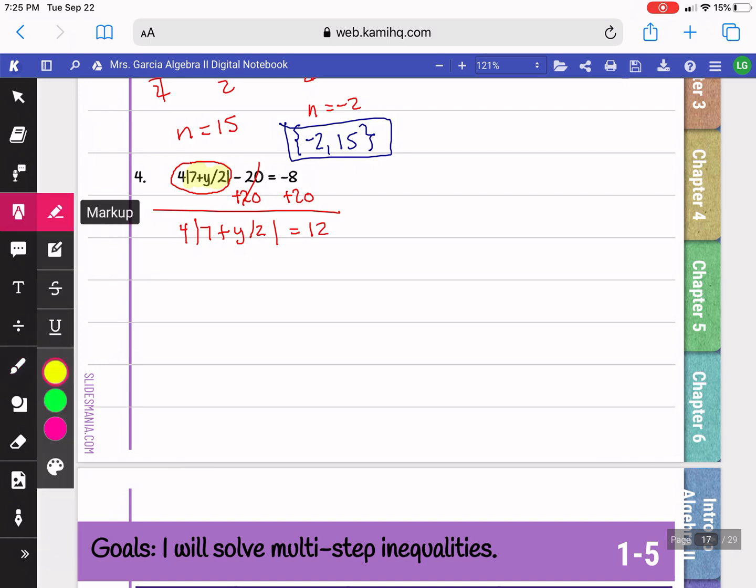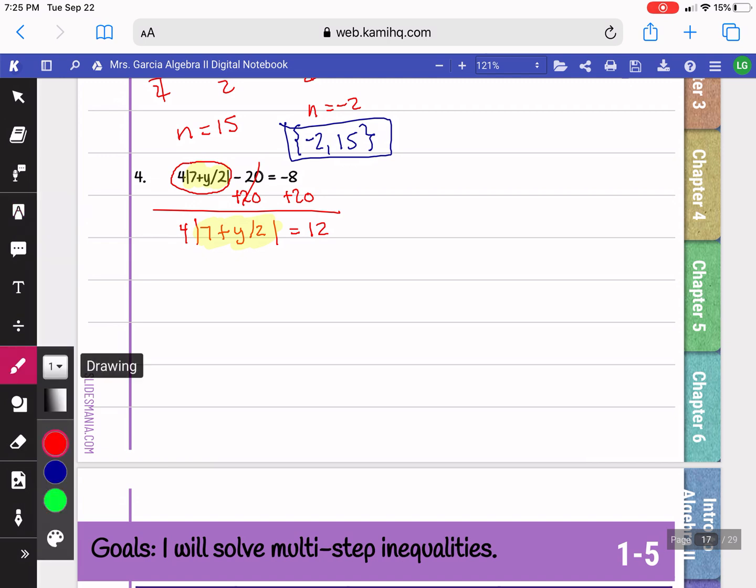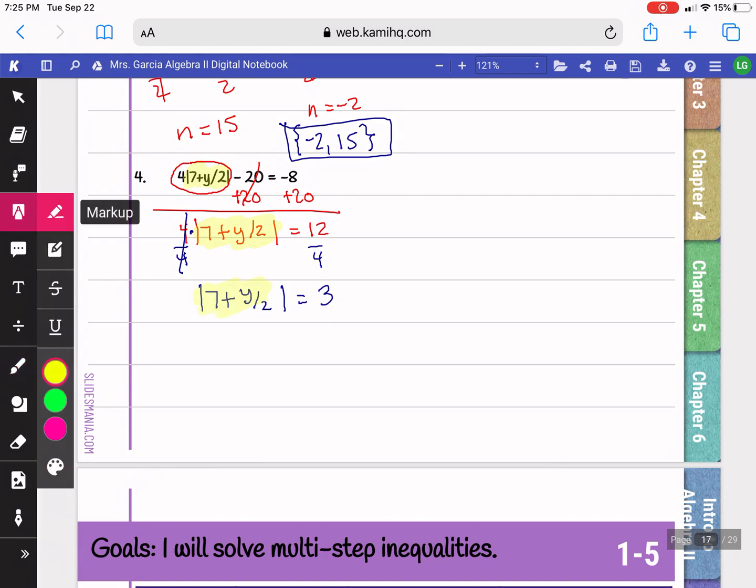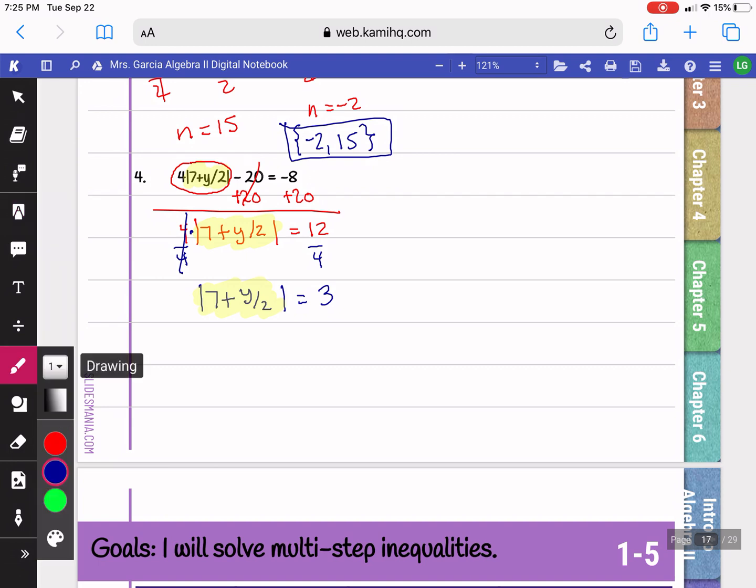My absolute value is still not isolated, so now I need to get rid of the 4. Right now they're multiplying 4. The opposite would be to divide 4. Now our absolute value is isolated, so now we can check what kind of number it's equal to. Here it's equal to a positive number, so we are going to have solutions.